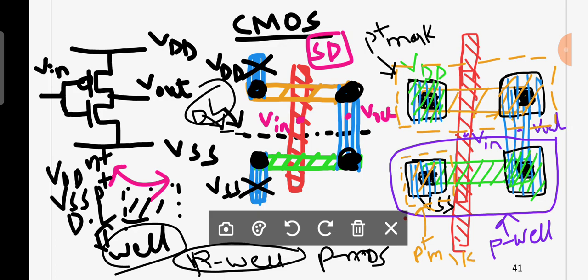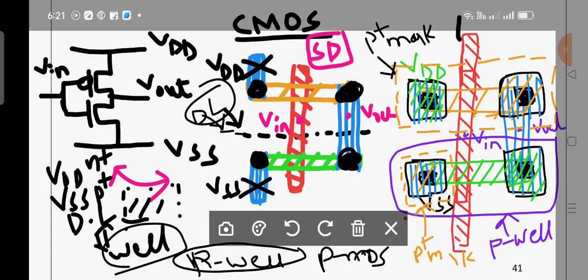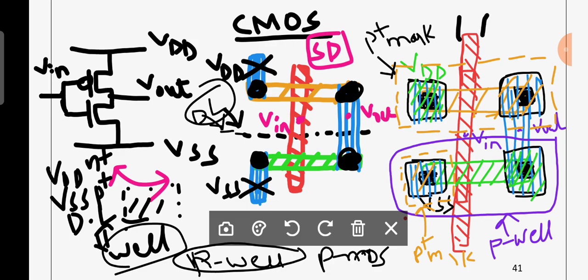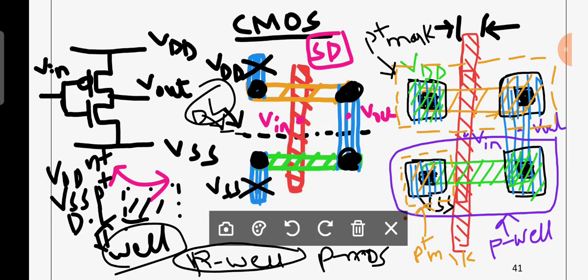Now this is the way how to draw the layout, and we have to give the rules for them. Now what is the minimum width of poly? Anybody? Minimum width of poly is what? Yeah, 2 lambda. I will minimize the thickness of my brush. Sorry for that. 2 lambda. This is 2, guys. It is not possible for me to write 2 better. Okay. Minimum width of poly is 2 lambda.